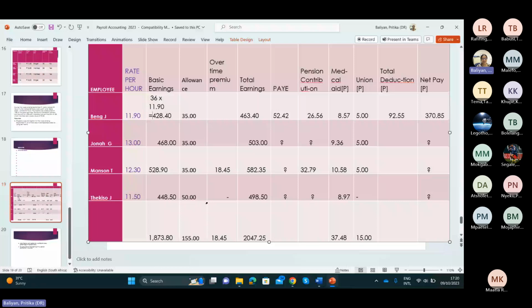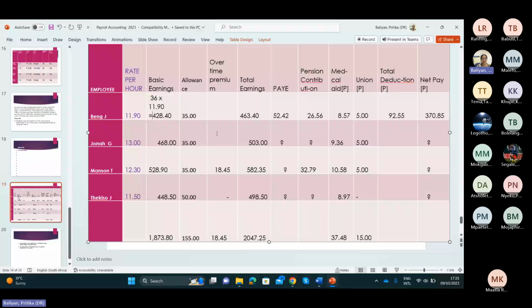Thirty-six times 11.90 gives 428 pula and 40 thebe. He will also get 35 pula as a general allowance. So under the allowance column, we will write 35 pula.